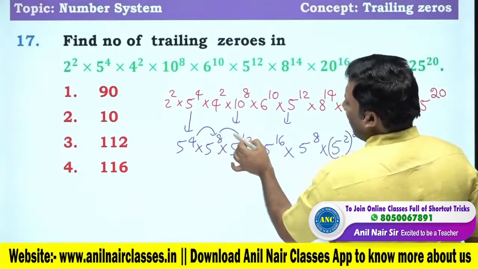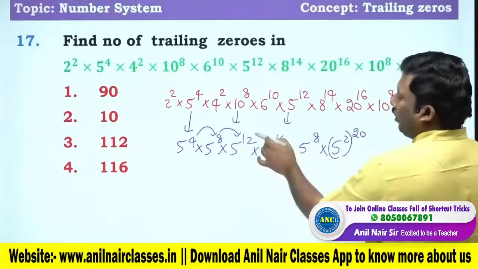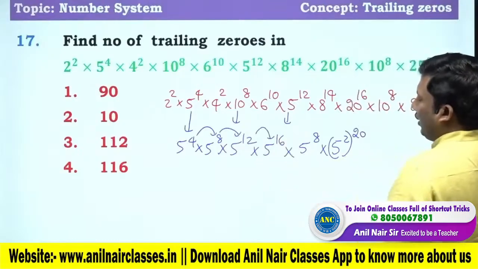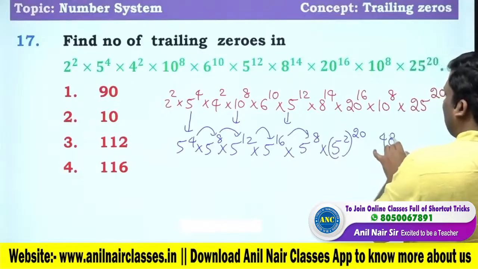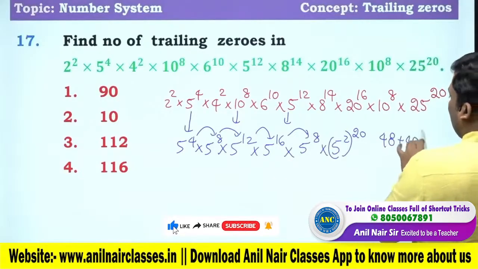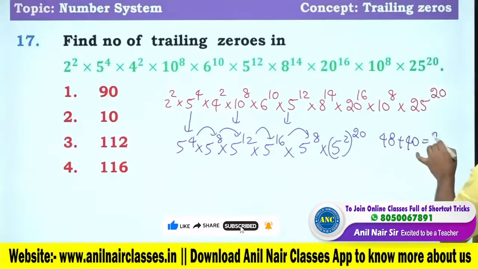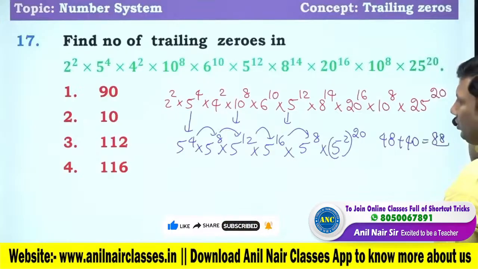4 plus 8, 12. 12 plus 12, 24. 24 plus 16, 40. 40 plus 8, 48. 48 plus 40, 88. Let me check whether I missed out anything.